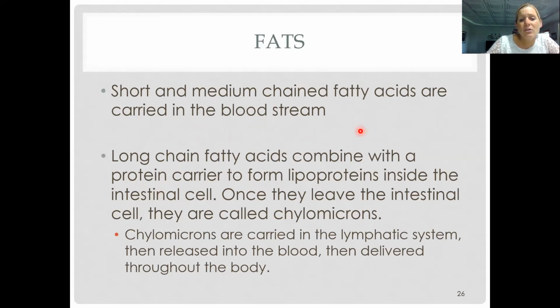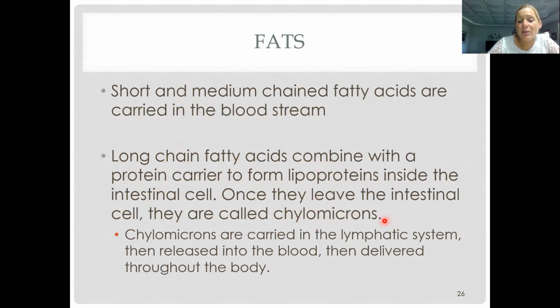So again, another summary here. Short and medium chain are going to be carried to the bloodstream, that hepatic portal pathway, and then they'll be processed in the liver, which is all nice and fine. Those long chains are going to combine with a protein carrier and form a lipoprotein. So again, imagine that the protein is like his escort, basically. And once they have their little escort, this protein escort, they are known as chylomicrons.